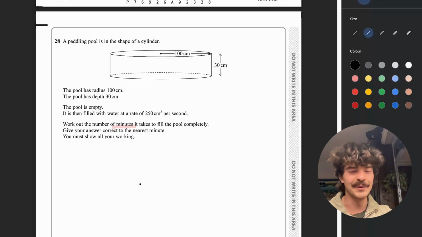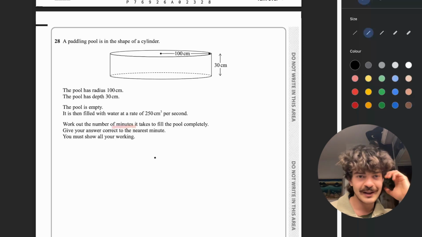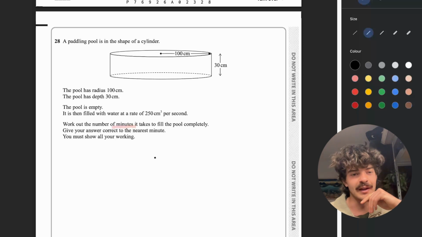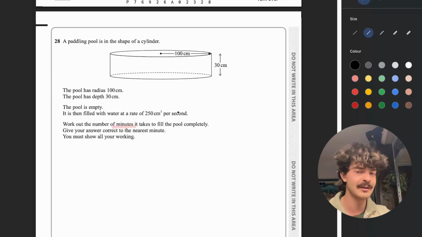Okay, on to question 28. And here we've got a swimming pool. It's in the shape of a cylinder, and it's got a radius of 100 and a depth of 30. The pool is currently empty and it's filled at a rate of 250 centimeters cubed per second. Work out the number of minutes it takes to fill the pool completely. Lots of people are going to trip up on minutes here, realizing that it fills in seconds. So we're going to have to be pretty clever with how we approach this. But first, we're going to have to figure out the volume.